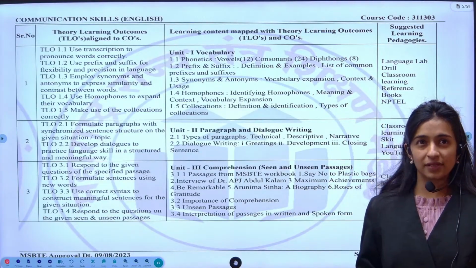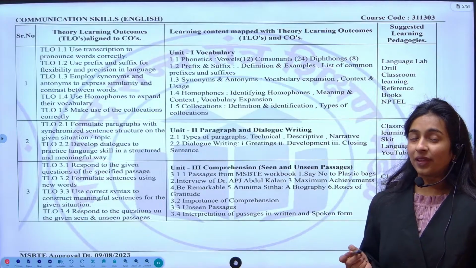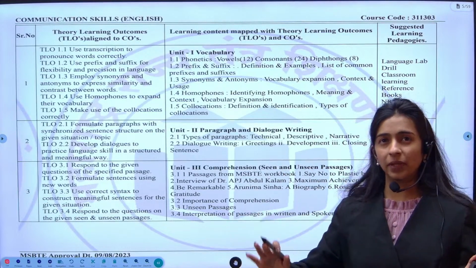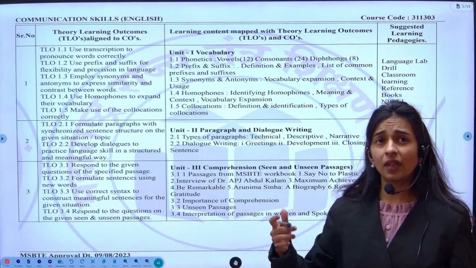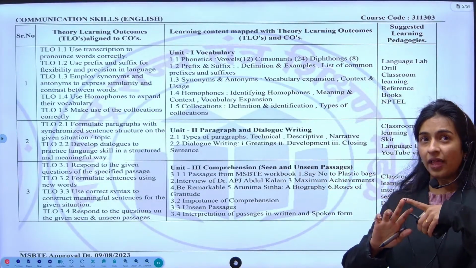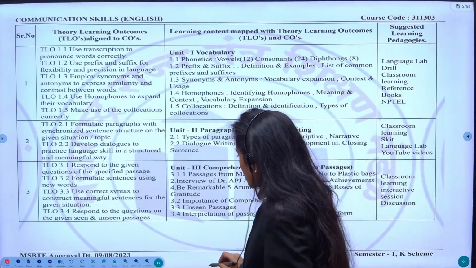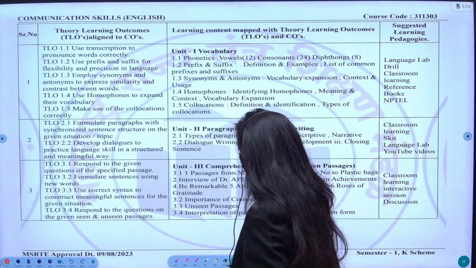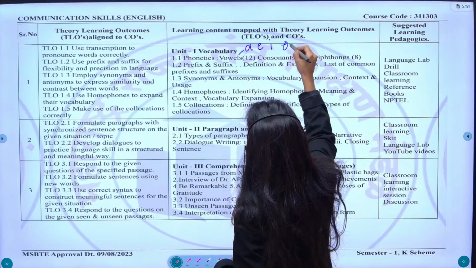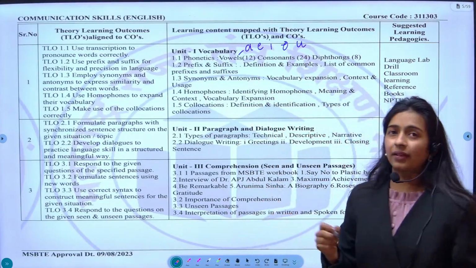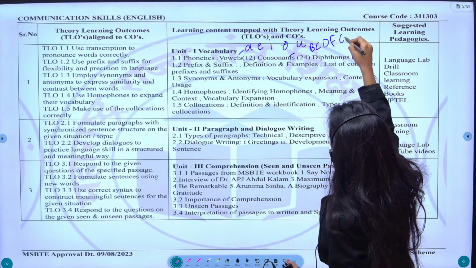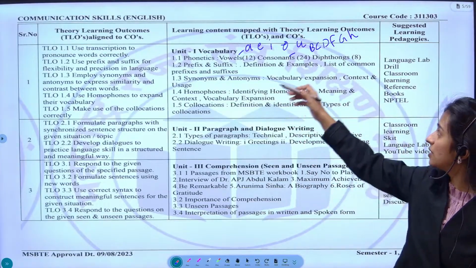What do you mean by vowels? Exactly. When A, E, I, O, U are used, we call it vowels. And the rest, B, C, D, F, G, H, all the remaining letters except these 5 are consonants.